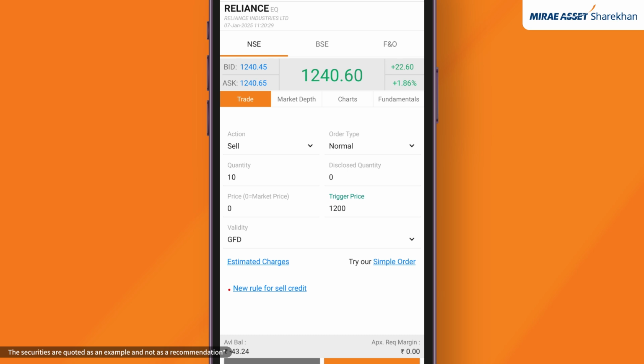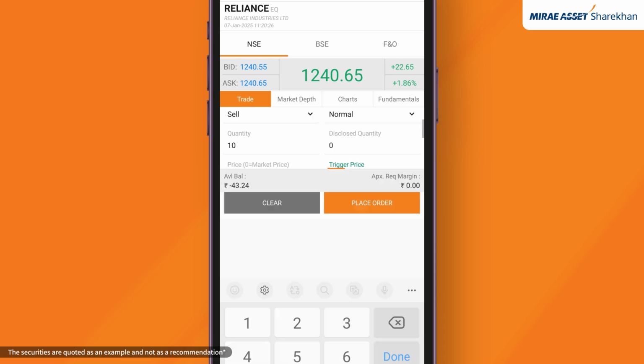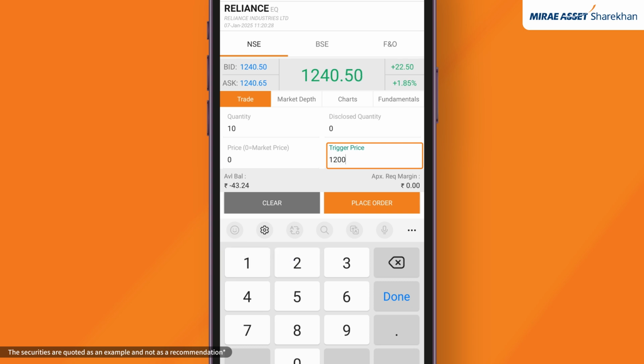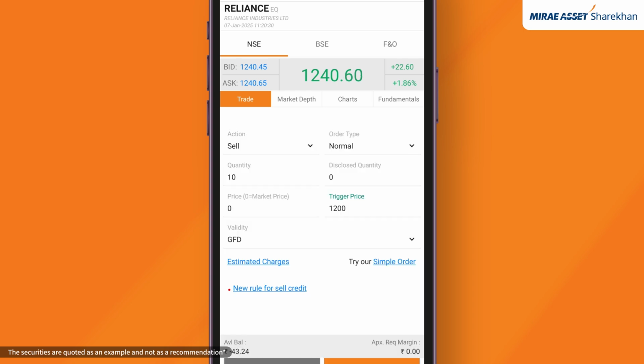Instead, enter 1200 rupees in the trigger price section. This means the order will only be activated if the price drops to 1200 rupees. In the limit price section, you can either enter 0 or enter a price significantly lower than 1200 rupees, as this will set a limit order and execute as a market order when triggered. This is how you place a stop loss sell order for stocks you already own.